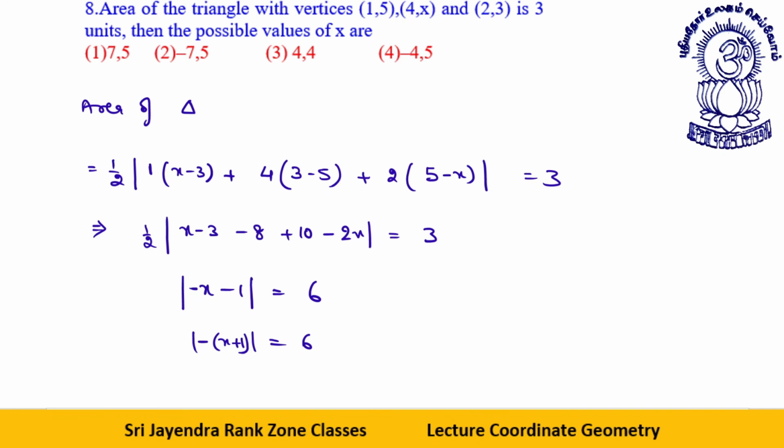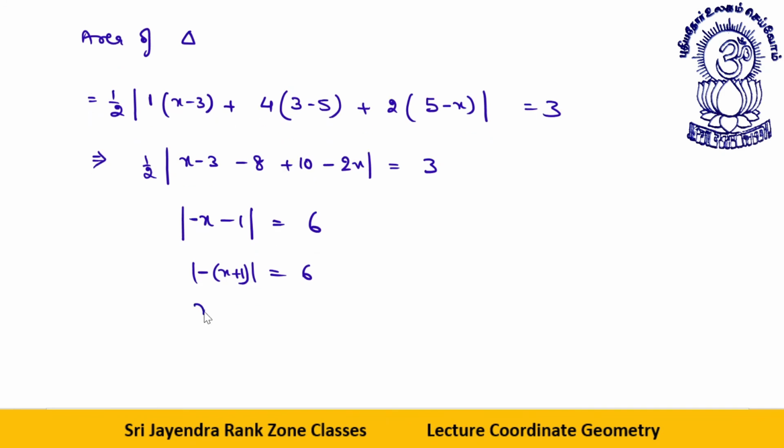That way I will say x plus 1 is either equal to 6, or I can say x plus 1 is equal to minus 6. The modulus will absorb the minus sign. Suppose I say modulus of x is equal to 5, then x becomes what? Plus minus 5 that way. Okay, if I take capital X, so x will be plus minus 5. So x plus 1 will be 6 or minus 6. This minus has been absorbed by this.